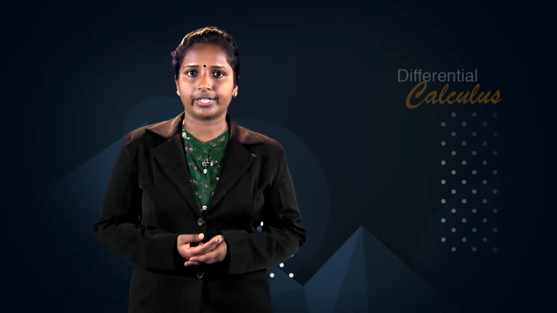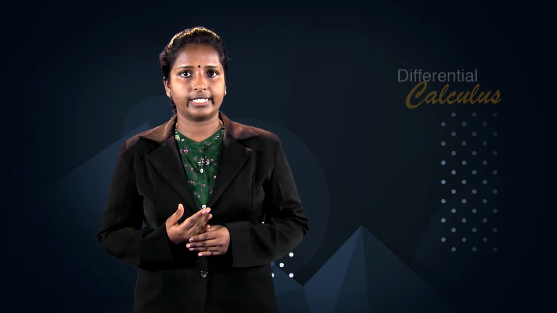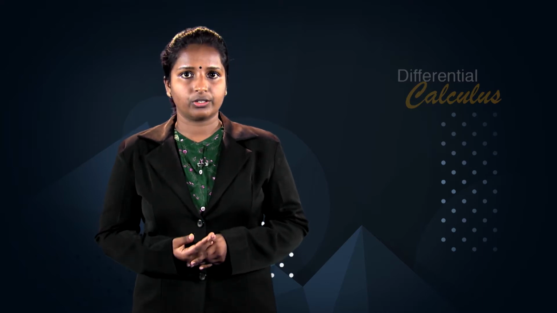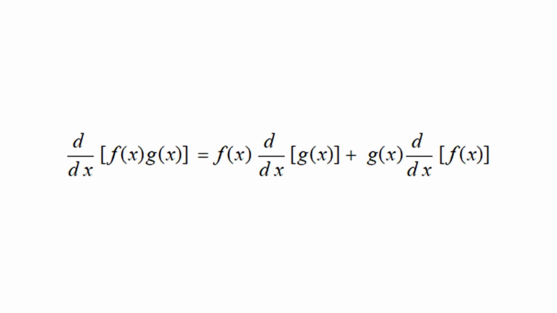Thus, the situation is different in the case of the derivative of a product of two functions from that of addition and difference of functions. The derivative of a product of two functions is the sum of two products, as we now explain. Rule 6, the product rule. If f and g are differentiable at x, then so is their product fg, and d/dx of f(x)·g(x) equals f(x) times d/dx of g(x) plus g(x) times d/dx of f(x).